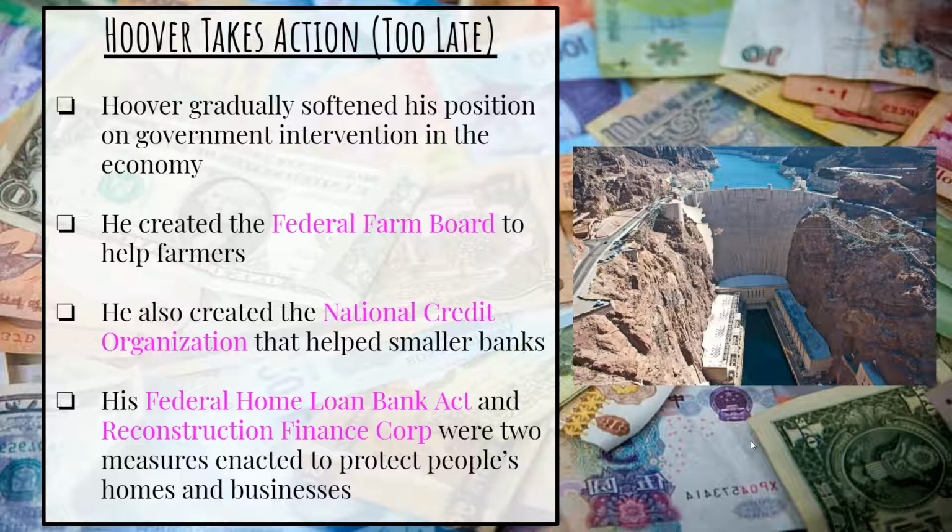He creates the Federal Farm Board to help farmers. He creates the National Credit Organization to help smaller banks. He creates the Federal Home Loan Bank Act and Reconstruction Finance Corporation to help protect people's homes and businesses in times of depressions or recessions.